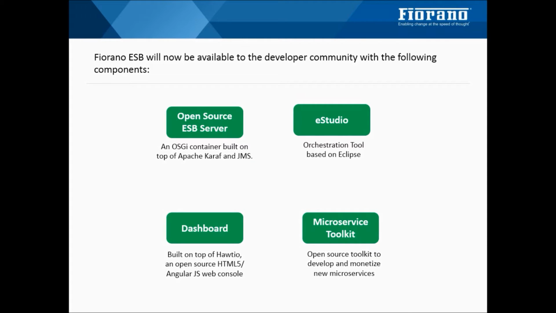The eStudio is an Eclipse-based orchestration tool used to develop integration flows using microservices. The dashboard is a web-based monitoring tool for the ESB platform. It is developed on top of Hot.io, an open source HTML5 AngularJS web console. The microservice toolkit is to develop new microservices using various programming languages. We do support custom microservices in Java, C, C++, and C#.